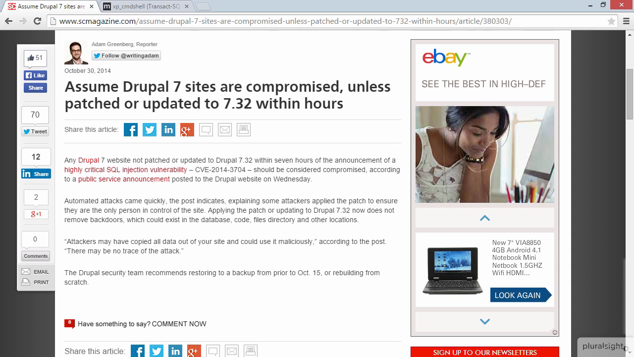And in fact, as you can see here, if those sites weren't patched within 7 hours of the announcement of this highly critical SQL injection vulnerability, you had to consider the site compromised. 7 hours, that's all you had. As I said earlier, that's not even a good night's sleep. But this is how fast these vulnerabilities move. Once attackers learn of a risk like this, your stuff has to be patched absolutely as soon as possible.